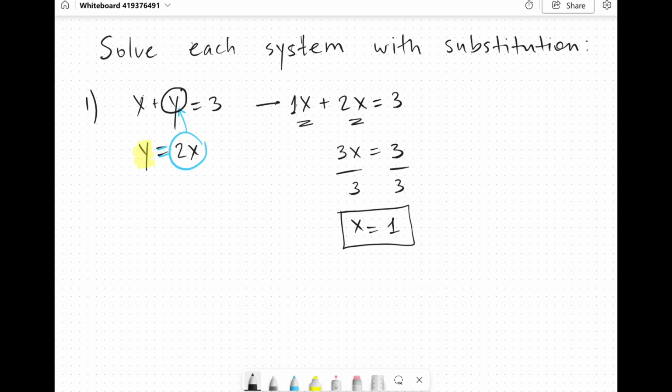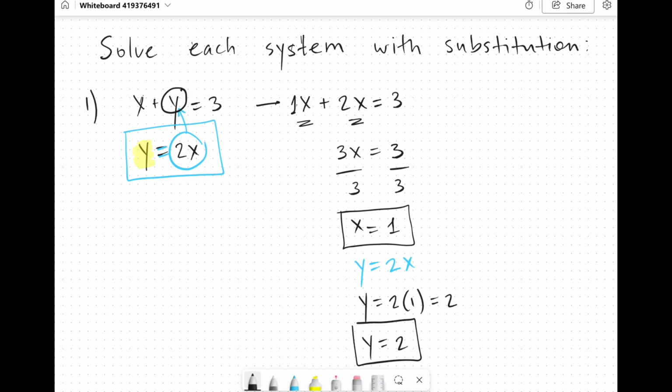To find y, you will use the fact that x is equal to 1, and you will go back into the second equation now and substitute x with 1. Now, as the reminder, the second equation was y equals 2x. I'm going to write it right here under the box. And now that I know that x is 1, I will replace that x in the blue equation with 1. So y equals 2 times 1, which is 2. So y equals 2, and that's the second half of your answer.